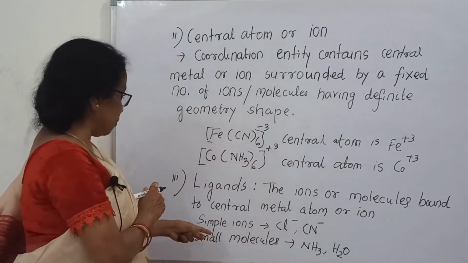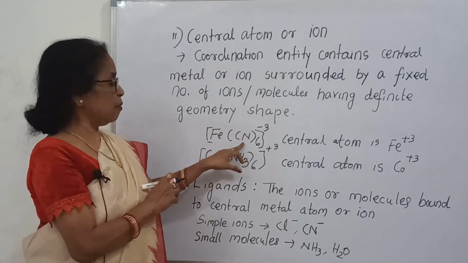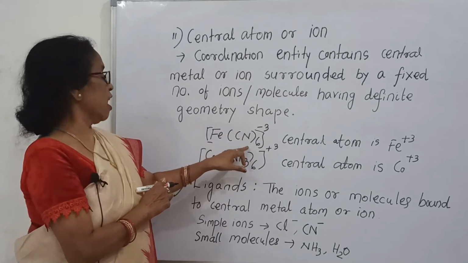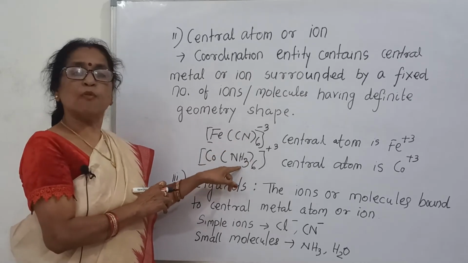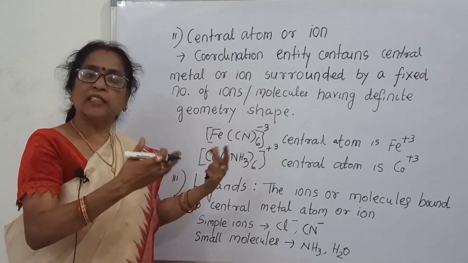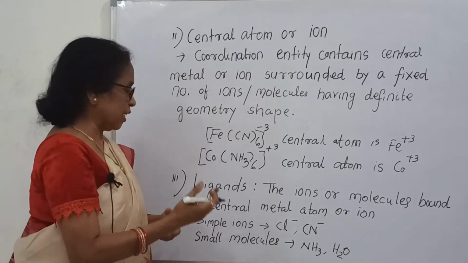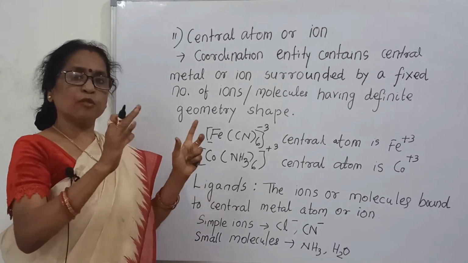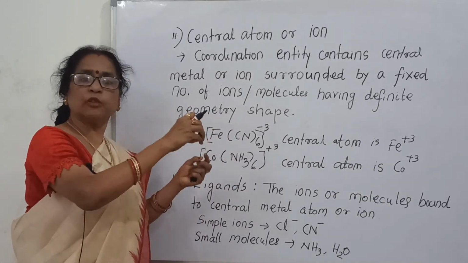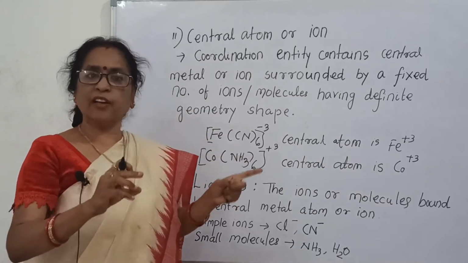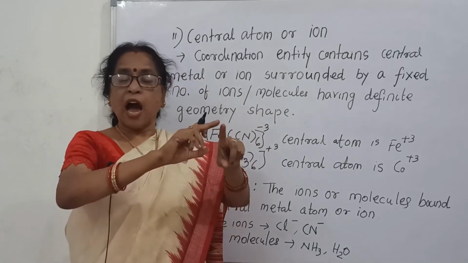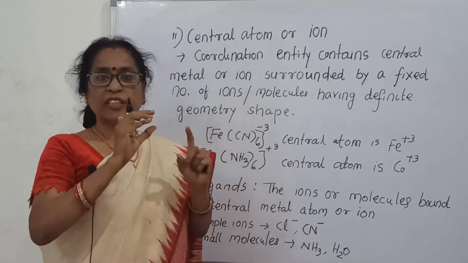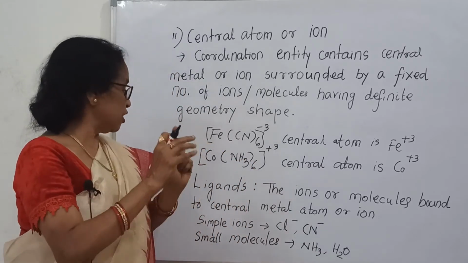Suppose in this example, the CN minus is called a ligand, and NH3, ammonia, is also called a ligand. Ligands are of many types; later I will explain. Now you see ligands are the ions or molecules which are bonded to the central metal ion or metal atom, and within this square bracket there is a charge. What is the charge? You will see.